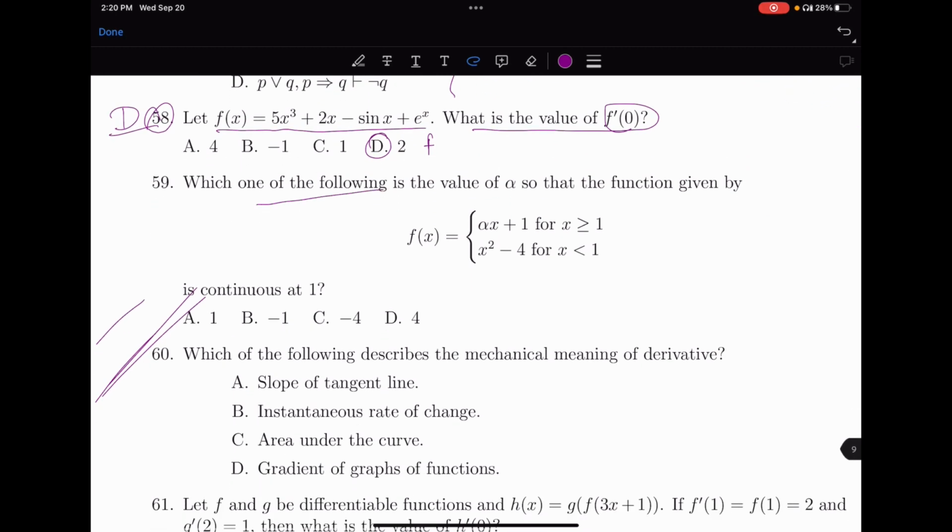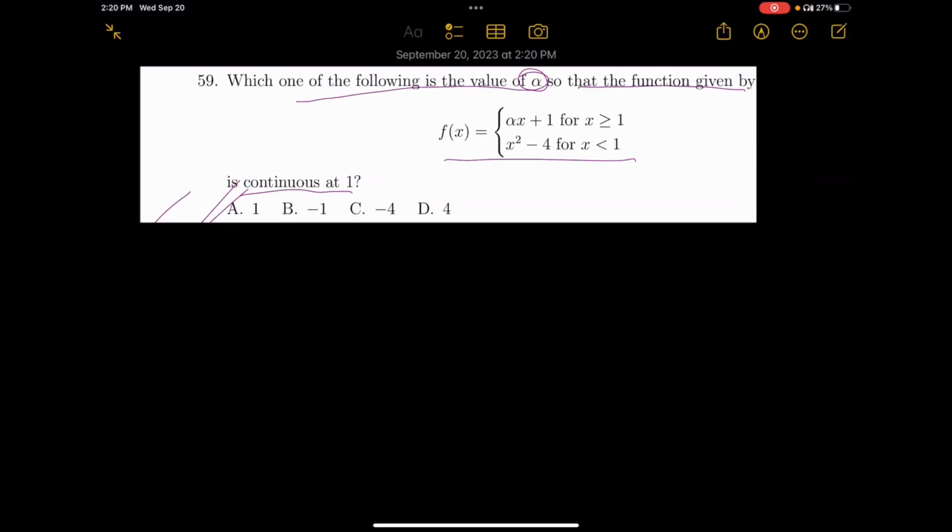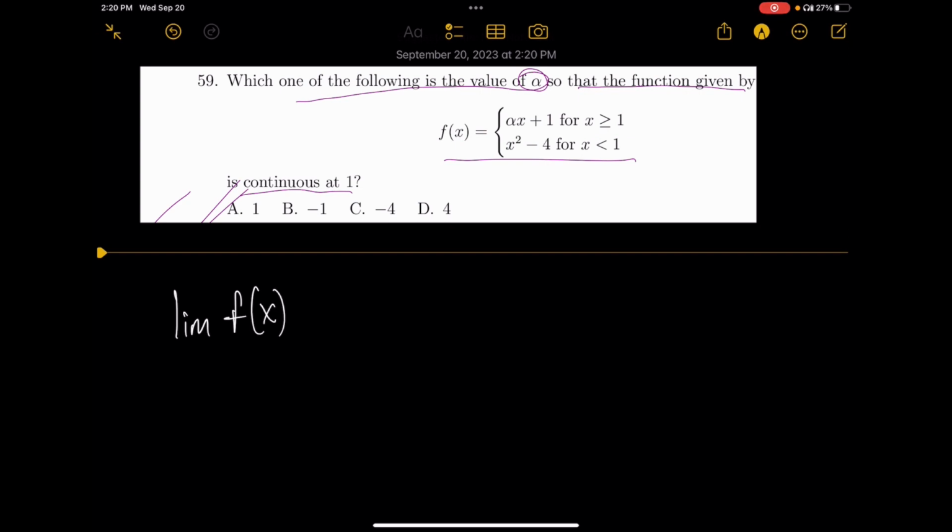Which one of the following is the value of alpha so that the function given by this is continuous at 1? Okay, let's say f of x is continuous at 1. For f of x to be continuous at 1, what does the definition of continuity say? The limit of f of x as x approaches 1 needs to be equal to f of 1.